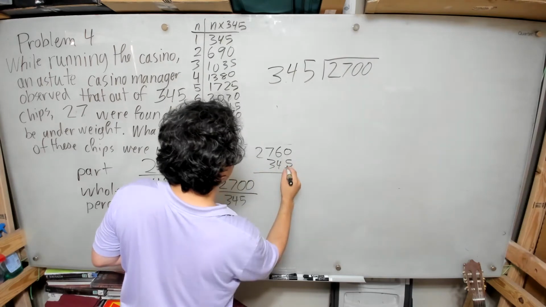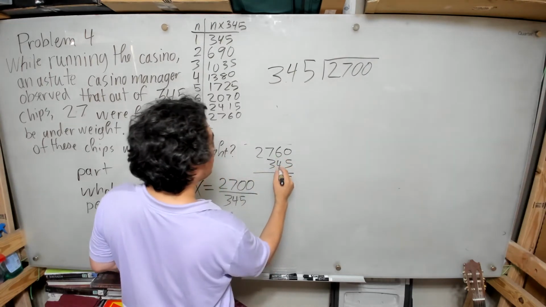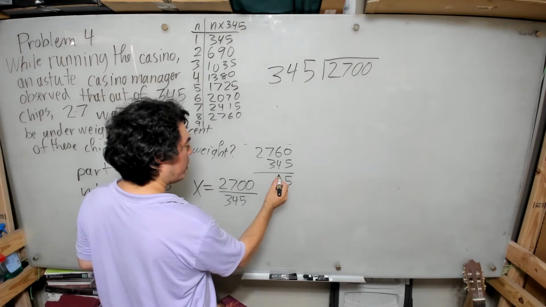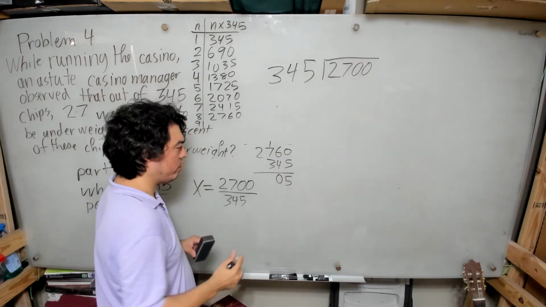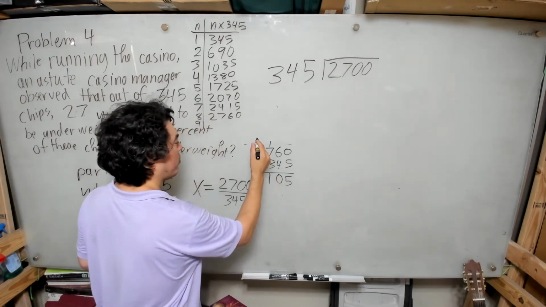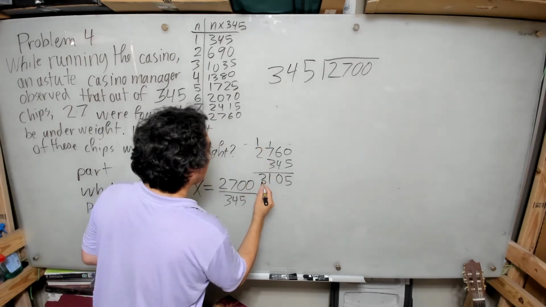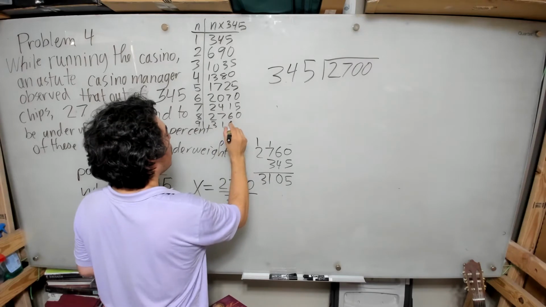And I get 0 plus 5 is 5. 6 plus 4 is 10. So I bring down the 0, carry the 1. 1 plus 7 is 8. 8 plus 3 is 11. So I bring down the 1, carry the 1. And that becomes 3. So 3105.